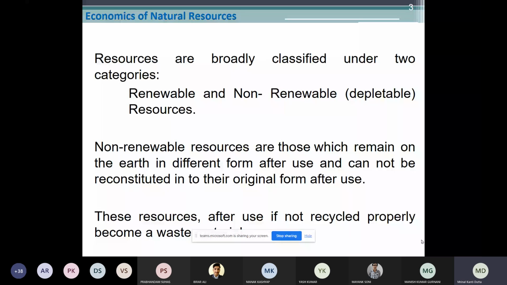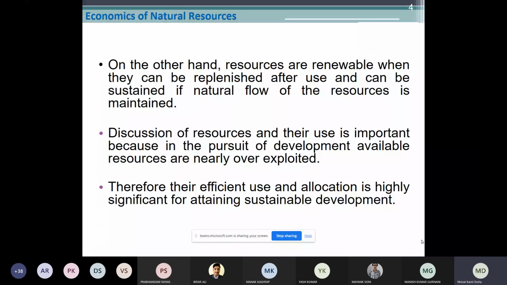Yeah, it cannot be reconstituted into their original form after use, and it becomes waste once it is being used. So sometimes, by recycling, we can make use of the resource once more, but otherwise it might convert itself into a waste. So this is a definition of renewable resources. They can be replenished after use and can be sustained if the natural flow of the resources is maintained.